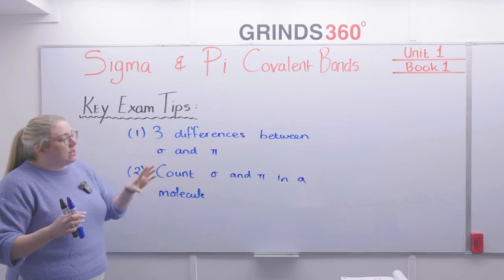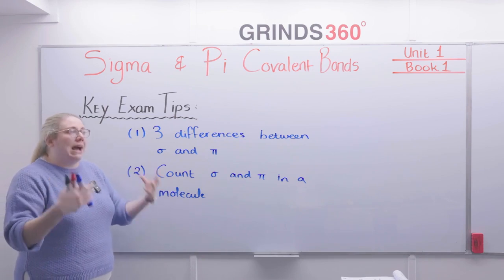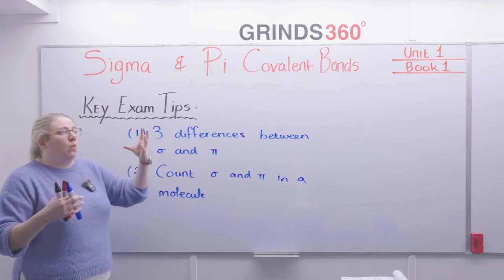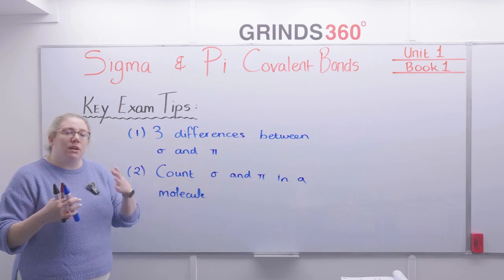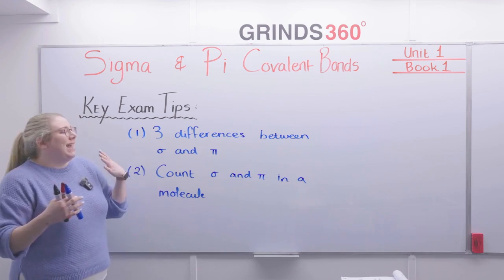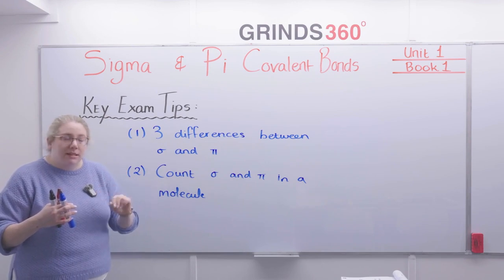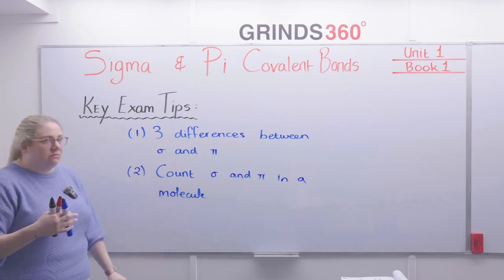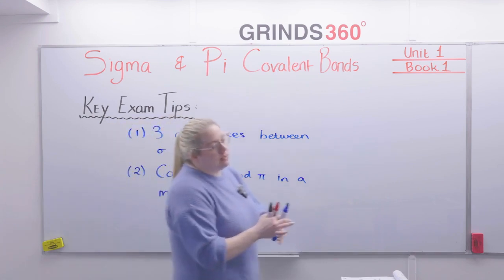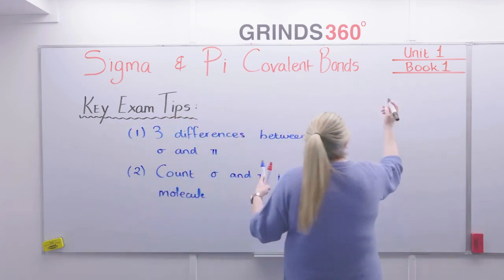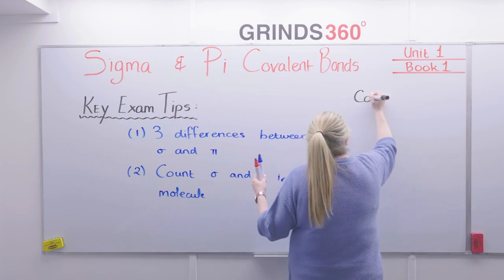Now, this next section that I'm going to go through, I'm going to show you how sigma and pi covalent bonds form and what it would look like in terms of orbital overlap. However, you're not going to have to draw it. You don't have to be able to visualize it. And if you can do those 2 things, that's it. That's all you need.